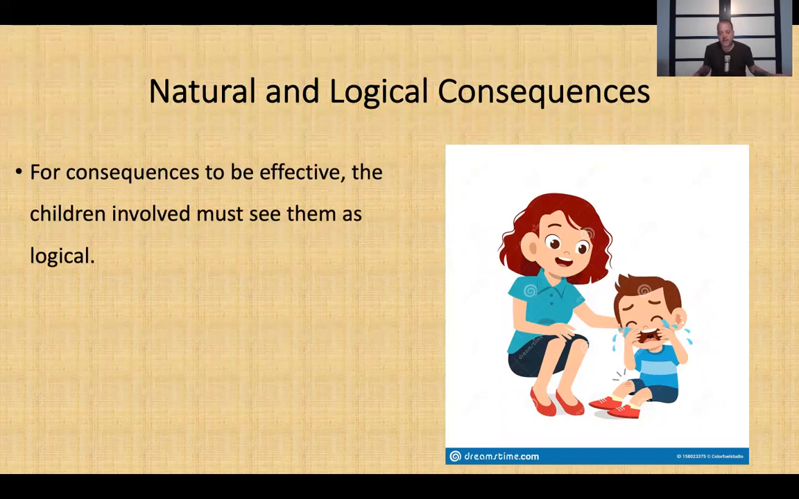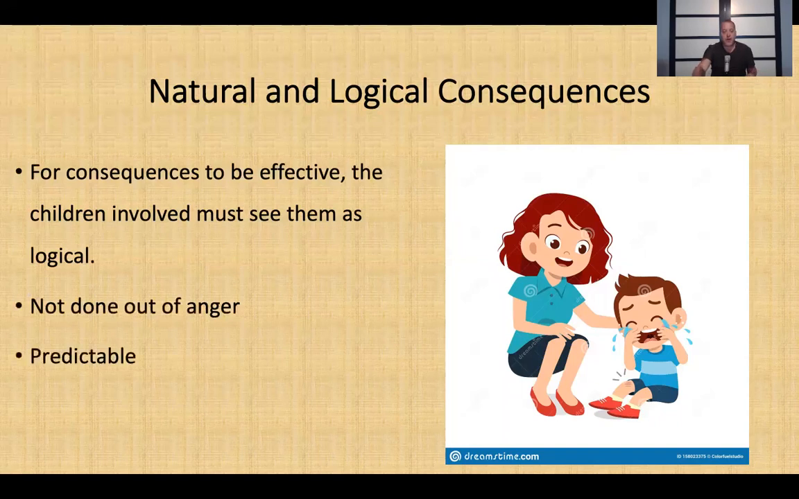For consequences to be effective, for learning to happen, kids must see them as logical, must see them as connected, must see them as making sense. We don't want to take the focus off of them. This is happening because of a bad choice I made, and put it on you. This is happening because my dad's a jerk, right? If the focus now is on you, if the anger is focused on you rather than on what they did, rather than the reason they have the consequence, no learning is going to happen.